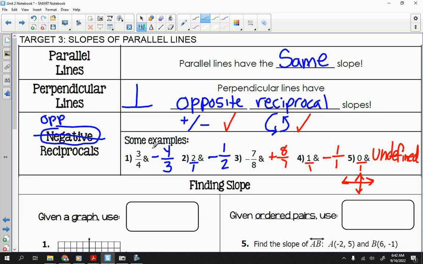All right, so there are some examples of opposite reciprocal. Remember, parallel lines have to have the same slopes. The slopes will be exactly the same, and perpendicular will be opposite reciprocal. If it's neither one of these, we just say neither. There's lines that cross, and there's nothing really special about the intersection.